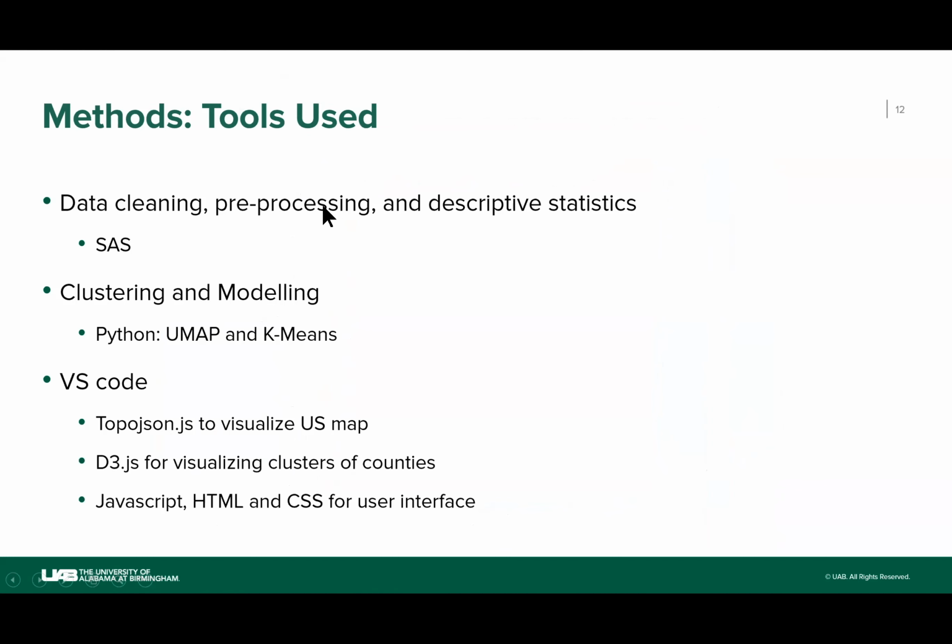So for data cleaning, we basically use SAS, and that actually took almost the whole of first day because we had to download individual census tables and make sure that they're merged and work through. And then we used Python to run the UMAP and k-means clustering, and Visual Code with TopoJSON, D3, JavaScript, HTML, all of this to finally visualize our results.